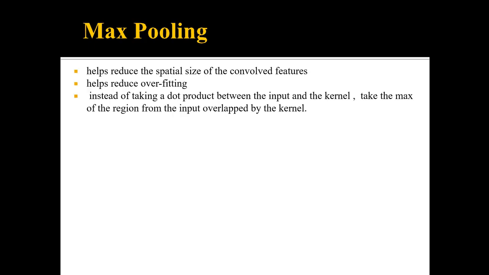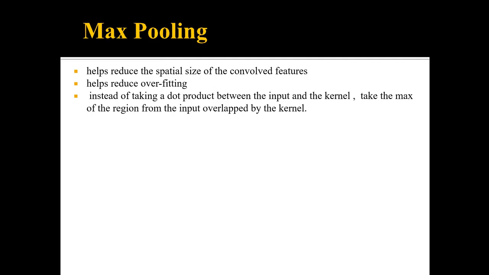Now you have max pooling, average pooling, and mean pooling. We'll see what is max pooling. Max pooling helps to reduce the spatial size of the convolved features, and it will help to reduce overfitting by providing an abstracted representation of them. It is similar to a convolution layer, but instead of taking a dot product between the input and the kernel, it will take the maximum of the region from the input overlapped by the kernel.